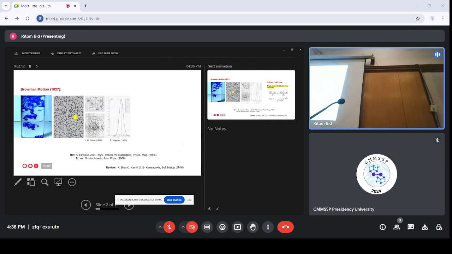But initially, since a lot of undergraduate students are here, it's better to start with simple things which have been known for more than a century. We all know what Brownian motion is. Mr. Brown was doing experiments with pollen grains, and what he saw at that time was the constant jiggling and wiggling of the particles.